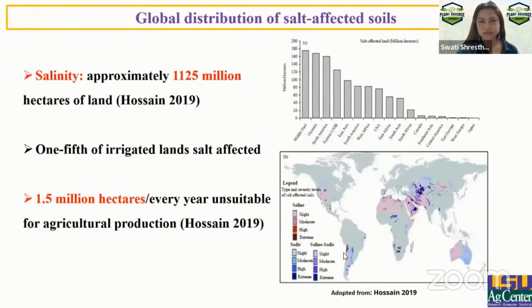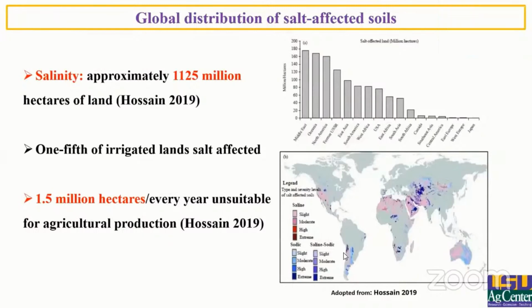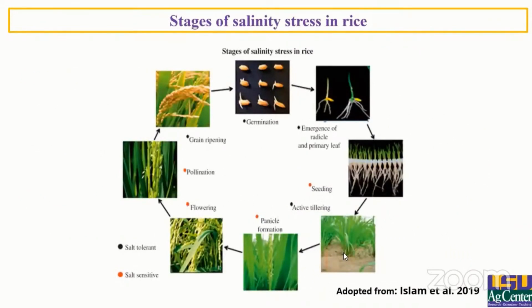Rice production is decreasing due to salt stress. Globally, approximately 11.25 million hectares of land is affected by salt stress. Among them, one-fifth of the irrigated land is salt-affected, and 1.5 million hectares of land is becoming unsuitable for agricultural production every year. Under salt stress, rice is relatively tolerant in the germination and grain ripening stages, but it is highly susceptible in the seedling stage, panicle formation, flowering, and pollination.